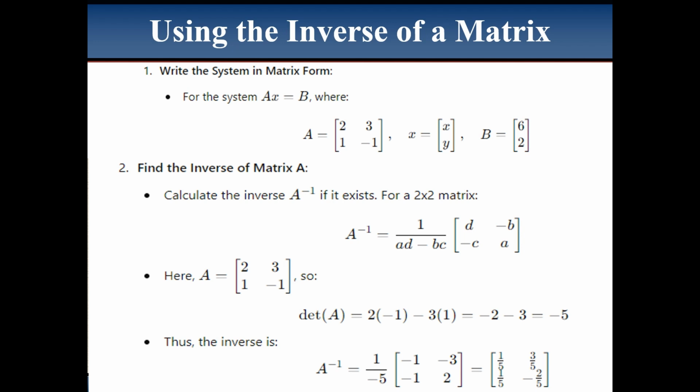So here you have A equal 2, 3, 1, -1. So the determinant is 2 times -1 minus 3 times 1. So -2 minus 3, you get -5. So 1 over -5. Then afterwards, we're going to change the sign of B and C. So here they are positive, so they become negative. And then the 2 and the -1 switch places. So that is how you do an inverse matrix.